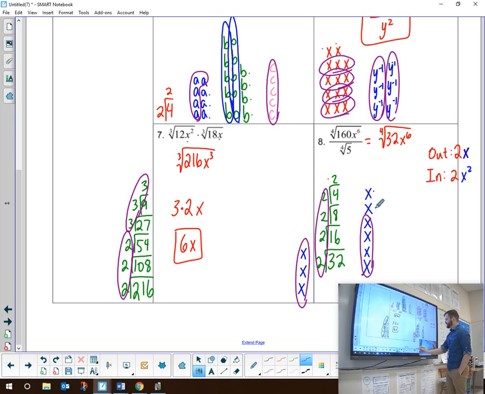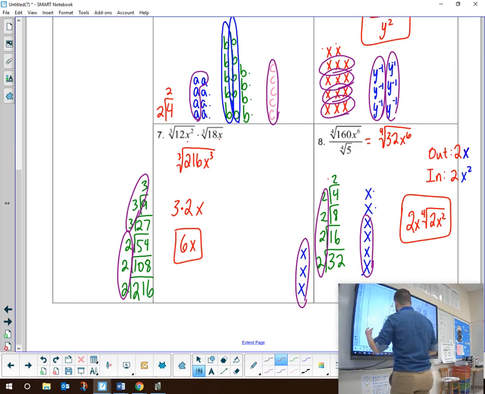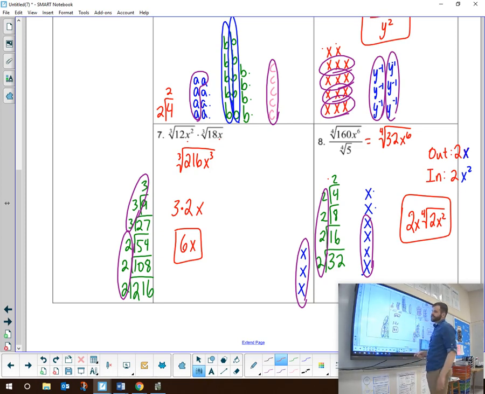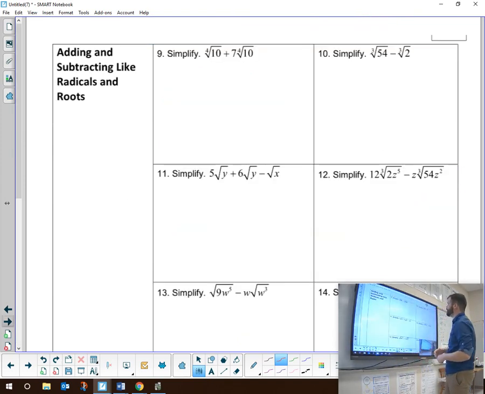So write my answer out here. We have 2x on the outside times the 4th root of 2x squared on the inside. So that's all there really is to caking. Just think about each variable and each number. Sometimes you have to multiply before you can cake. Sometimes you divide first. Okay, let's turn the page, and now let's talk about adding and subtracting.